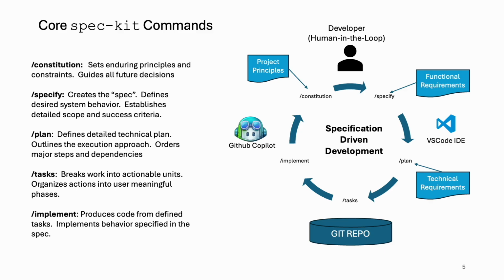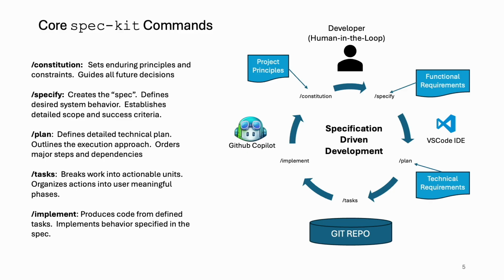Next is specify, where I define what the system should do, behavior, scope, and success criteria before worrying about implementation. From there, plan turns the specification into execution approach, outlining major steps and dependencies. Task then breaks the plan into concrete units of work that can be handled by an AI agent or a human, with each task tracing back to the spec.